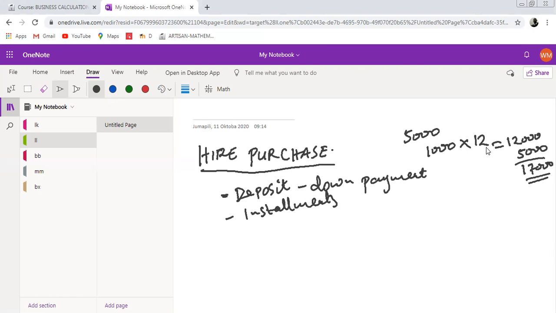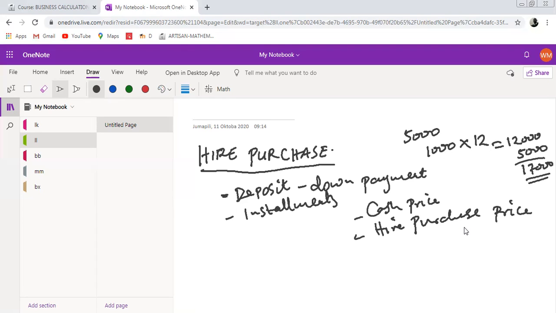So what you also need to note is that we have got what we call a cash price and hire purchase price. The cash price is the amount of money that you could have paid once to get that particular item. So if you pay the whole amount once, you have paid the cash price. If you go for the hire purchase price, then you pay the deposit and the installments for you to acquire the item. The hire purchase price is always higher than the cash price.